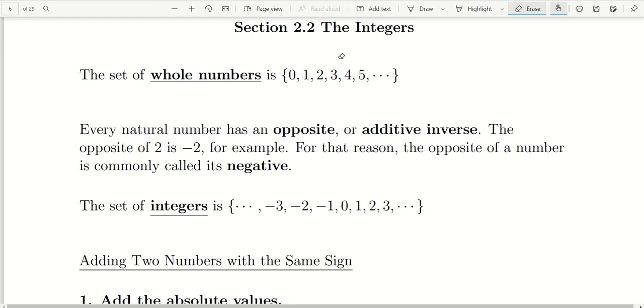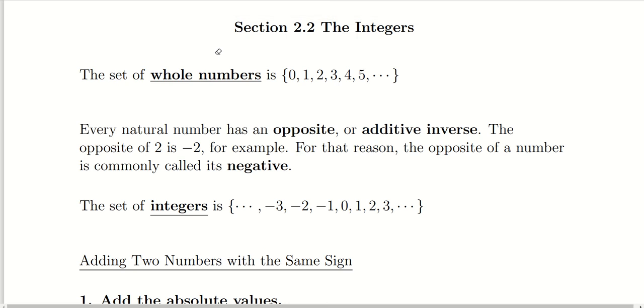In section 2.2, we're now going to cover the integers. But before we move on to the integers, let's discuss the set of whole numbers. If you remember, in the preceding section, we talked about the natural numbers, which are also referred to as the counting numbers. The counting numbers start at 1, 2, 3, 4, 5, etc. When it comes to the set of whole numbers, this will also include the number 0. So the whole numbers are 0, 1, 2, 3, 4, 5, and then goes on forever.